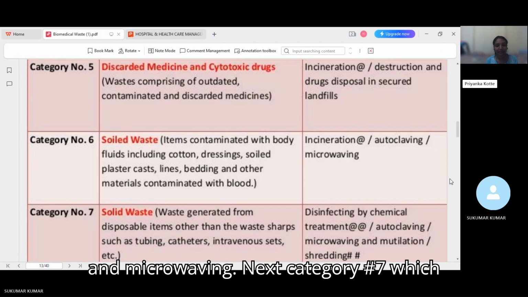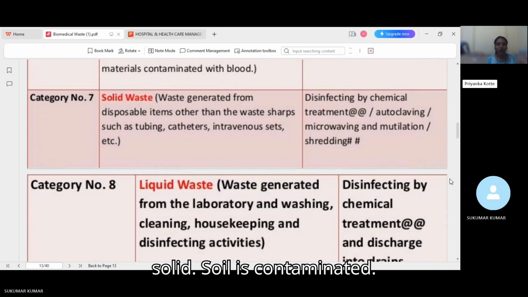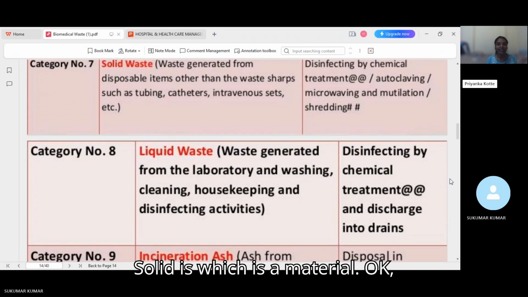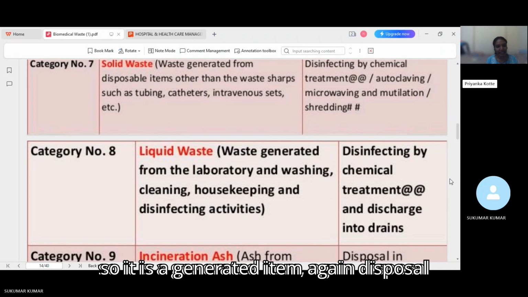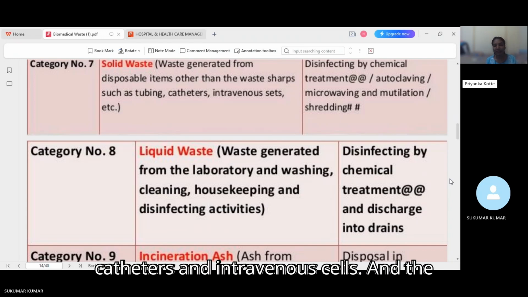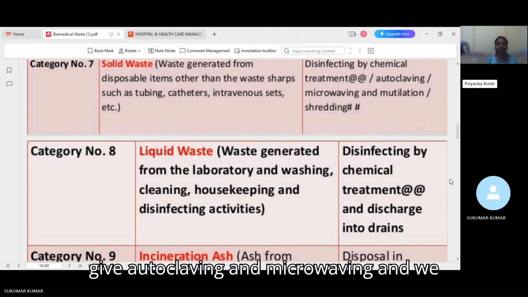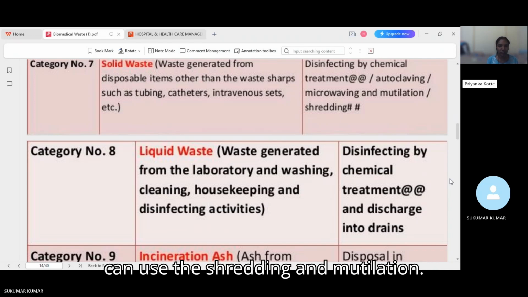Next, category number 7, which is solid waste. Soiled is different from solid. Soiled is contaminated. Solid is a material. It is a generated disposal item, which includes the solid tubes and catheters and intravenous sets. And the treatment is chemical treatment, autoclaving and microwaving, and we can use shredding and mutilation.